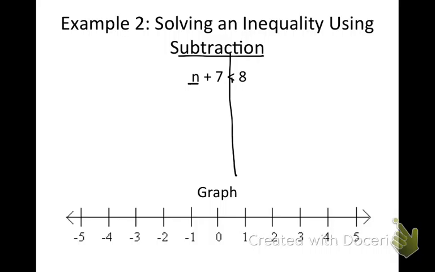I see my n here. I'm going to get rid of my n. So I see a plus 7. So I know 7 minus 7 gives me 0, so that gives me n all by myself.